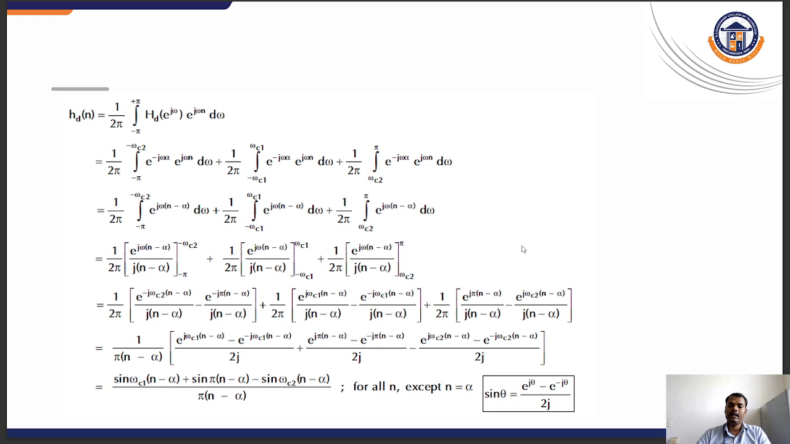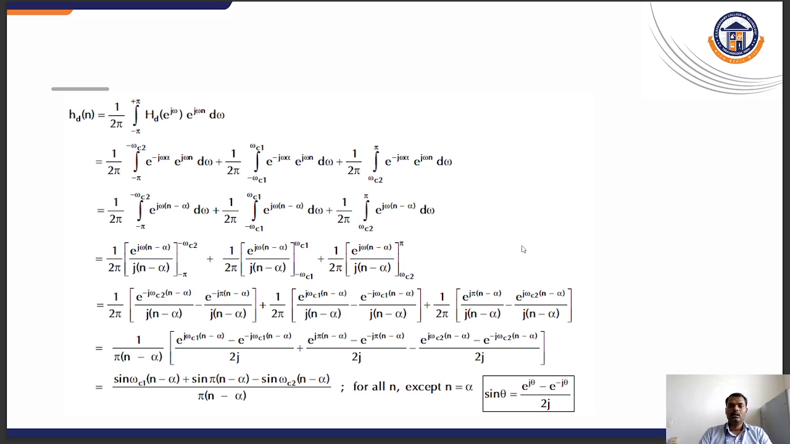So here we are finding out the inverse Fourier transform. So hd of n is equal to 1 by 2 pi integral from minus pi to pi of Hd of e to the power of j omega, e to the power of j omega n, d omega. So here we will be having 3 integrals, and the integral limits change accordingly: minus pi to minus omega c2, minus omega c1 to omega c1, and omega c2 to pi.